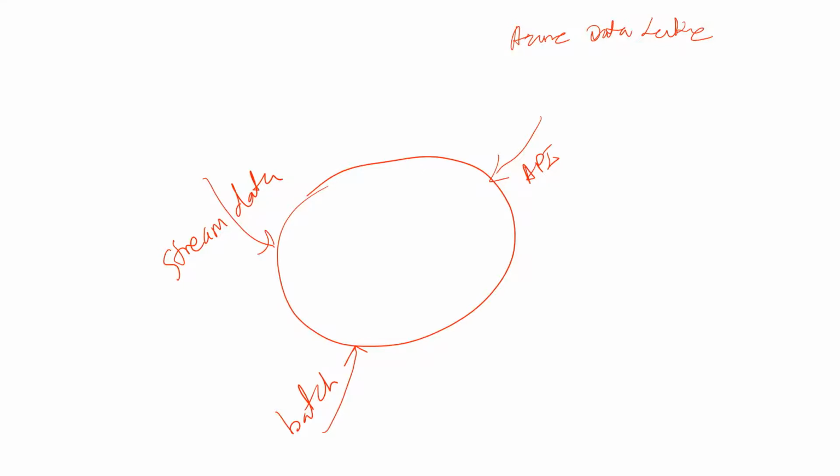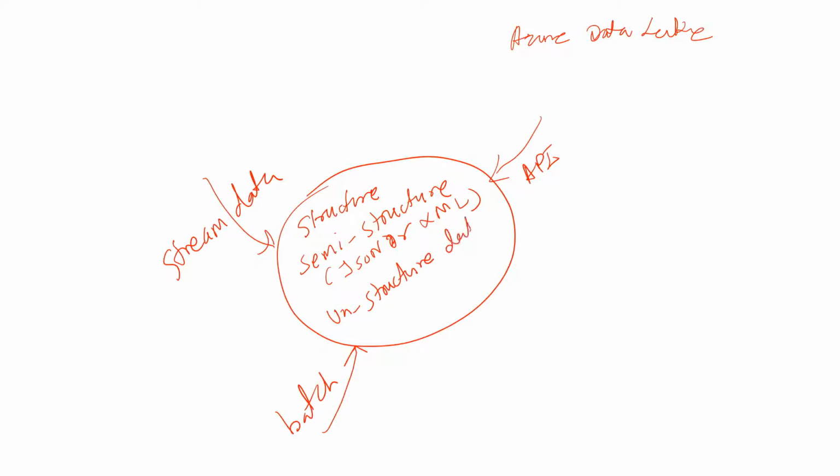And it can have structured data, it can have semi-structured data. Once we are saying semi-structured data, it is JSON or XML. We have unstructured data. Unstructured data can be a video, can be a PDF file, a document file, maybe a log file. These kinds of data are residing in the system.